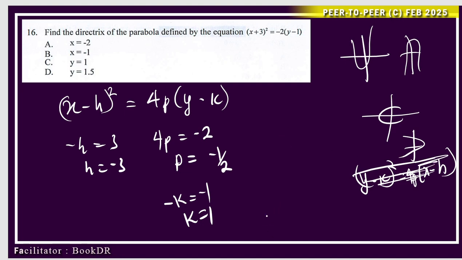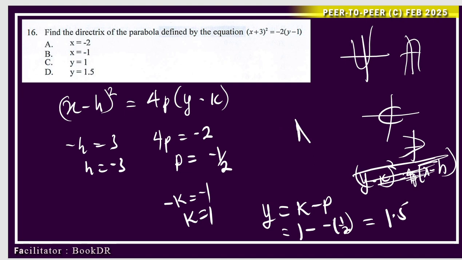So the directrix is given by the formula y is equal to k minus p. Since we know our k and our p, that will not be a problem. Our k in this case is 1, minus our p, which is negative half. So minus minus half will give us 1 and a half, so 1.5. So the correct answer in this case is D. So we'll take note of that.